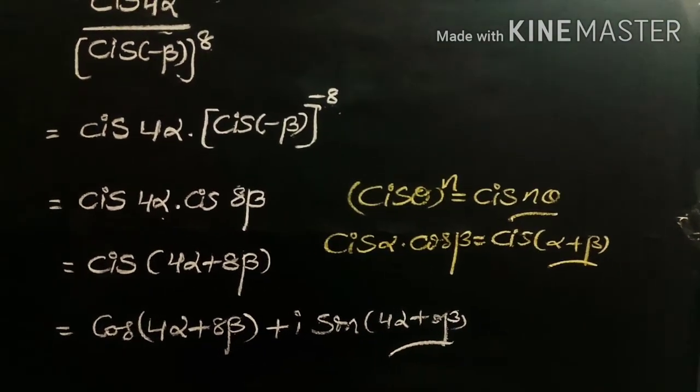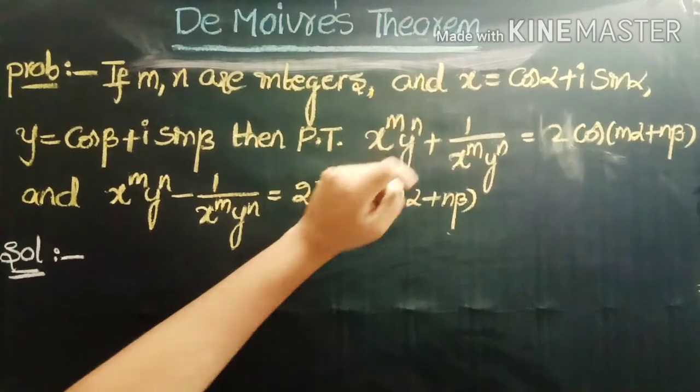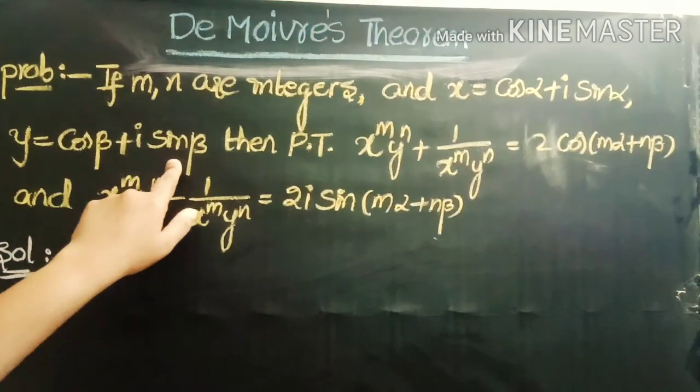That's all. N are integers and x is equal to cos alpha + i sin alpha, y is equal to cos beta + i sin beta.